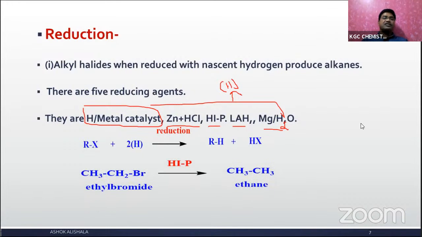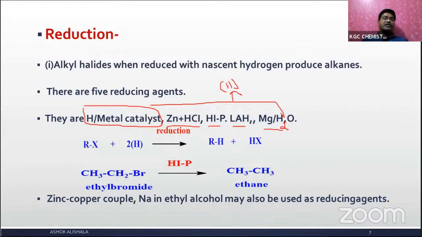reagents. For example, if you take ethyl bromide when treated with red phosphorus and hydrogen iodide, you will get ethane. And some other reducing agents are also used. Zinc copper couple, sodium in ethyl alcohol may also be used as reducing reagents. You remember, this is 1, 2, 3, 4, 5, and this is 6, and this is going to be the 7. Among these 7 reagents, any one of them can carry out this transformation, alkyl halide to alkane.